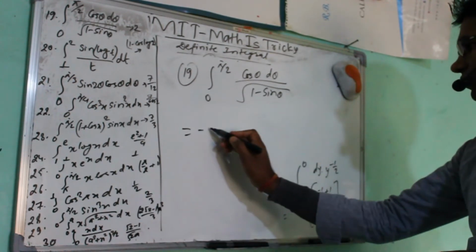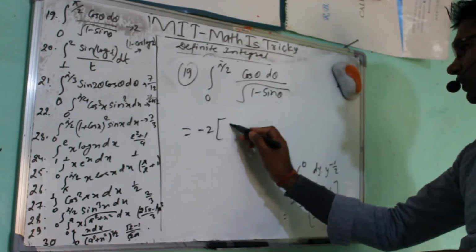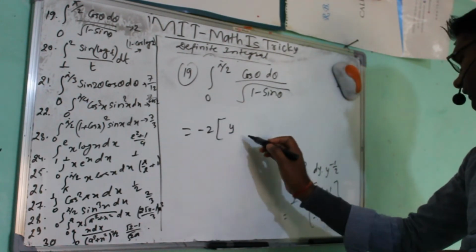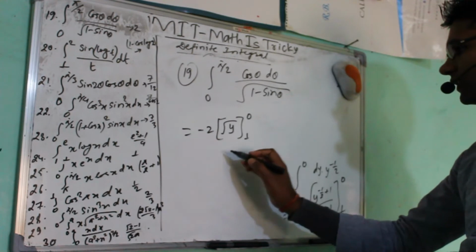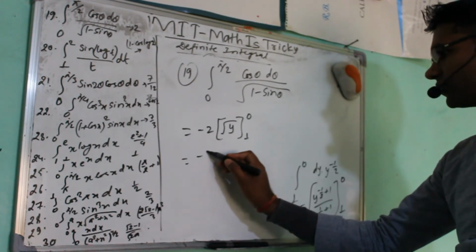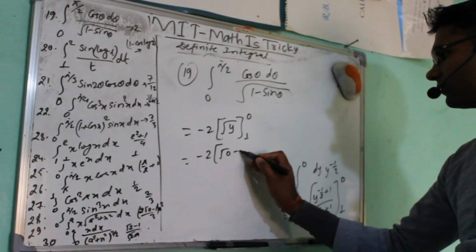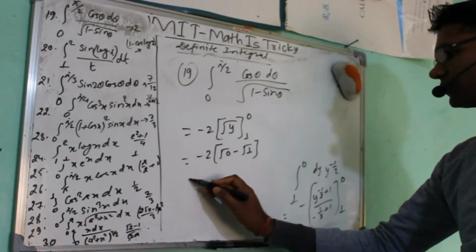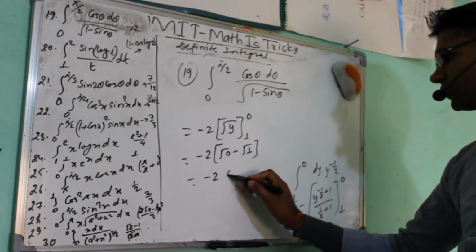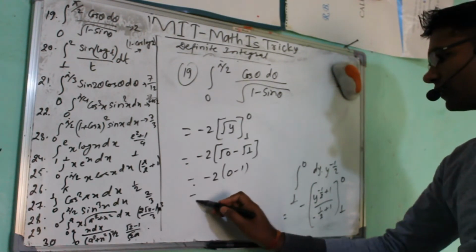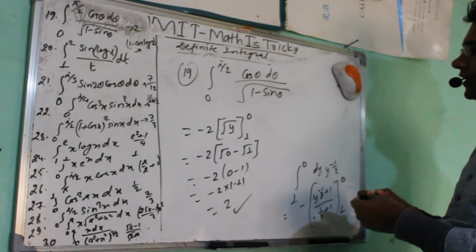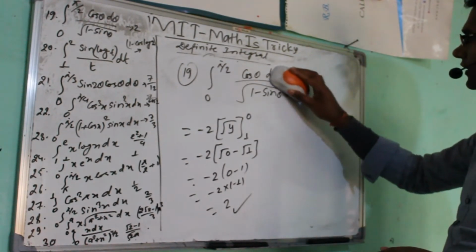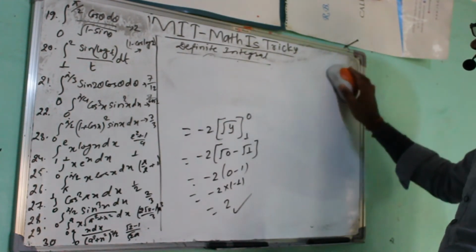Now let's move to question number 15. Let me solve it for you and explain it. Question number 15 is the integration from 0 to minus 1 of dx by square root of 4 minus x square. We put x equals 2 sine theta, then dx by d theta will be 2 cos theta, therefore dx equals 2 cos theta d theta.